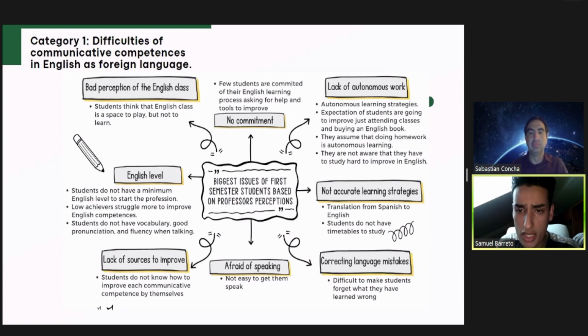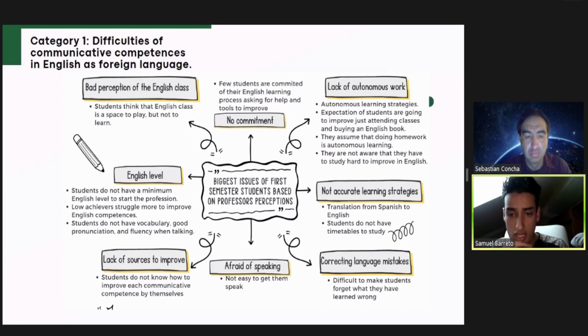Here, the first biggest issue that students have based on professors' perceptions is that they lack autonomous work. They are not really aware of what they have to do in order to improve. They assume that just doing homework or activities in class, they are implementing autonomous work and are going to improve that way. Also, we gathered that the students, based on professors' perceptions, do not have accurate learning strategies.